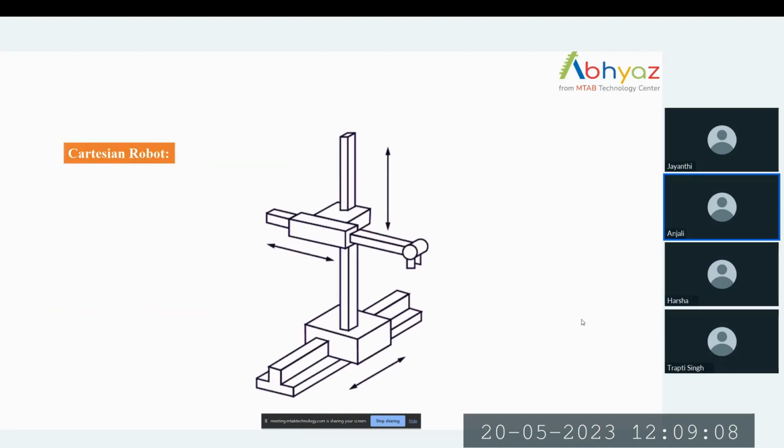The first one is the Cartesian robot. This is also known as a linear or gantry robot. It works in three directions in a straight line, in the X, Y, and Z directions. This is often used in CNC machines and 3D printing operations.